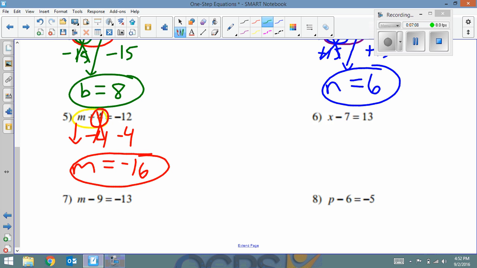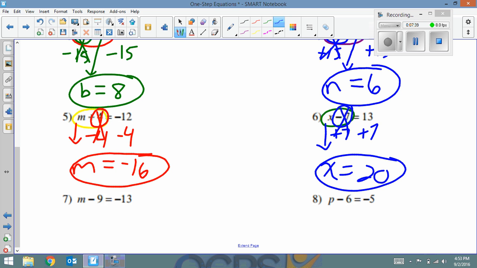Okay, so we're going to do another one. So again, first find your side with the letter. Circle everything. Okay, what's the number next to that letter? Here it's negative 7. What's the opposite of being negative 7? It's being positive 7. And whatever I do to one number, I have to do the other number. So we're going to do that there. We're going to bring down this x. So 13 plus 7, which gives us x is equal to 20.